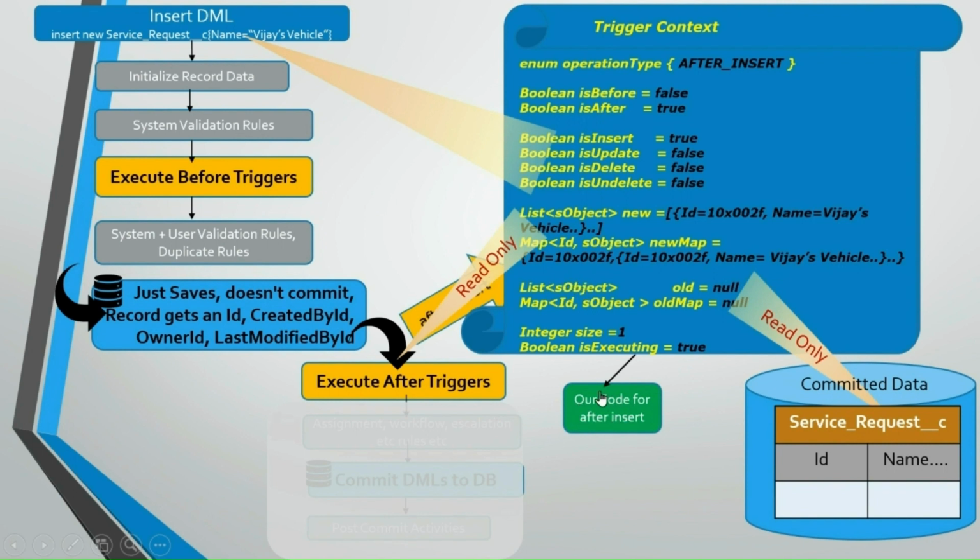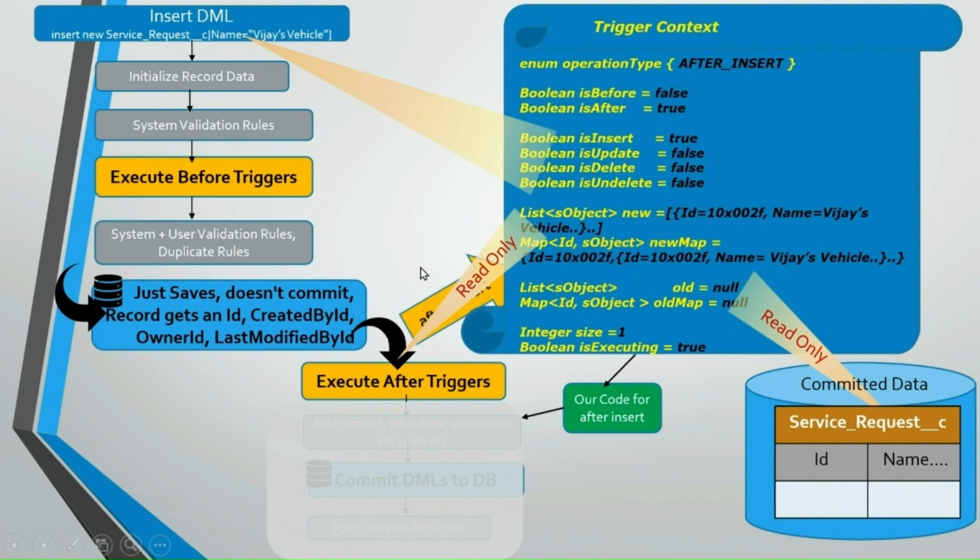Even here with our custom code, if we find any issues, we can roll back the transaction by adding the error to the record. After execution of our custom code, it continues for the remaining steps. We have seen how Salesforce is populating the trigger context variable values for the before insert and after insert.